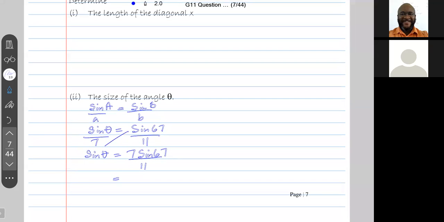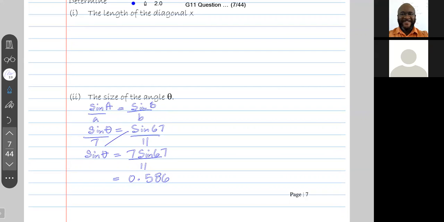Put that in my calculator. And I need 3 decimal places. So it's 7 sine 67 divided by 11. So to 3 decimal places, this is 0.586.